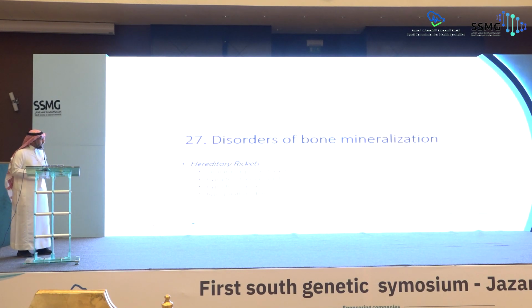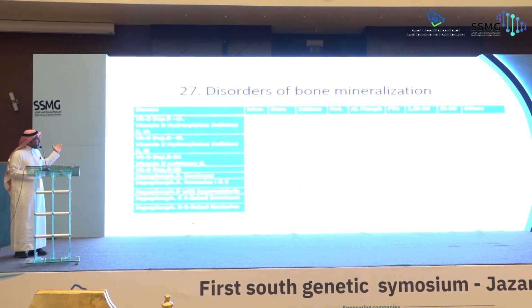Disorders of bone mineralization are basically the hereditary rickets. There are many types: vitamin D dependent rickets, hypophosphatemic rickets, hypophosphatasia, and hyper or hypoparathyroidism, which represent group 27. And this is a representation I made to make it easy for pediatricians to conclude the types of rickets based on the inheritance, calcium, phosphate, magnesium, and vitamin D profile.